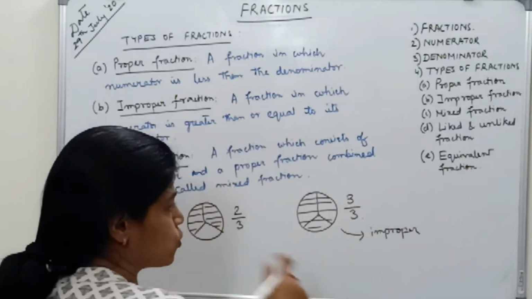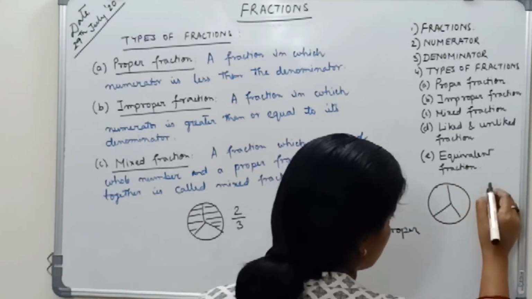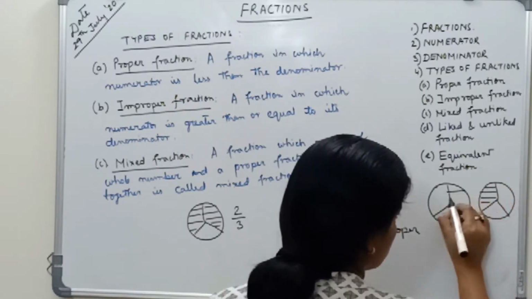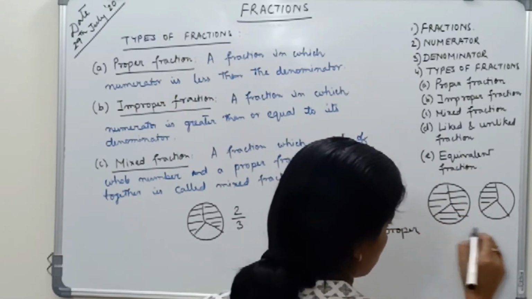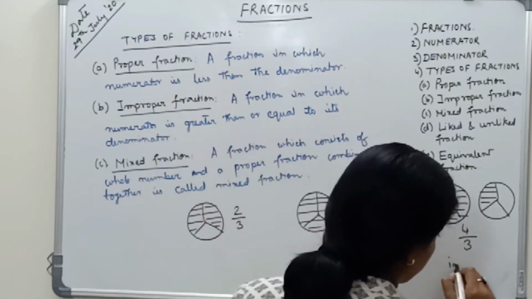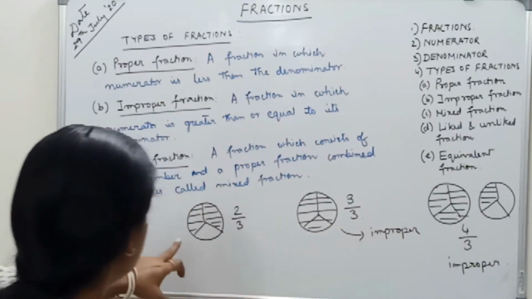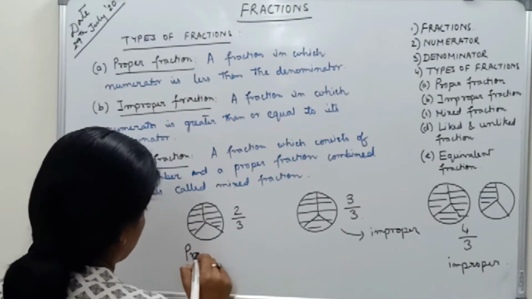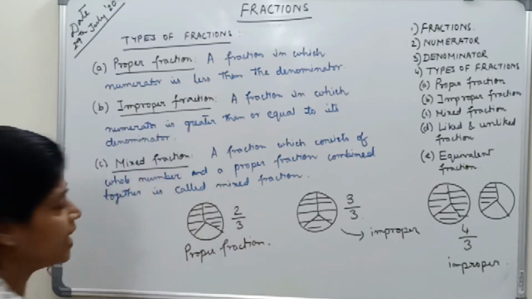And more than this also. Suppose 4 by 3. How will I write 4 by 3? So 3 by 3 plus 1 portion. This portion and this 3 by 3. So this is 4 by 3. This is also an improper fraction. And this is a proper fraction. A proper fraction means less than a whole.